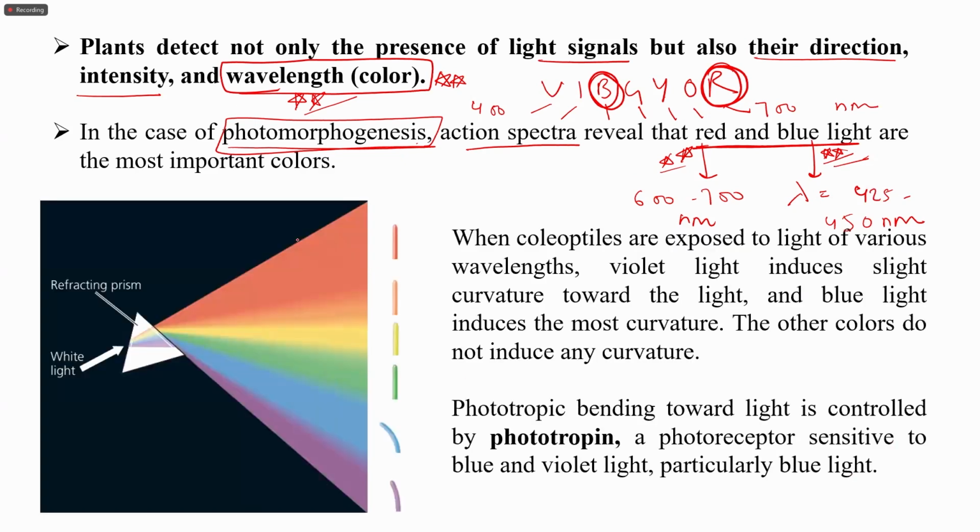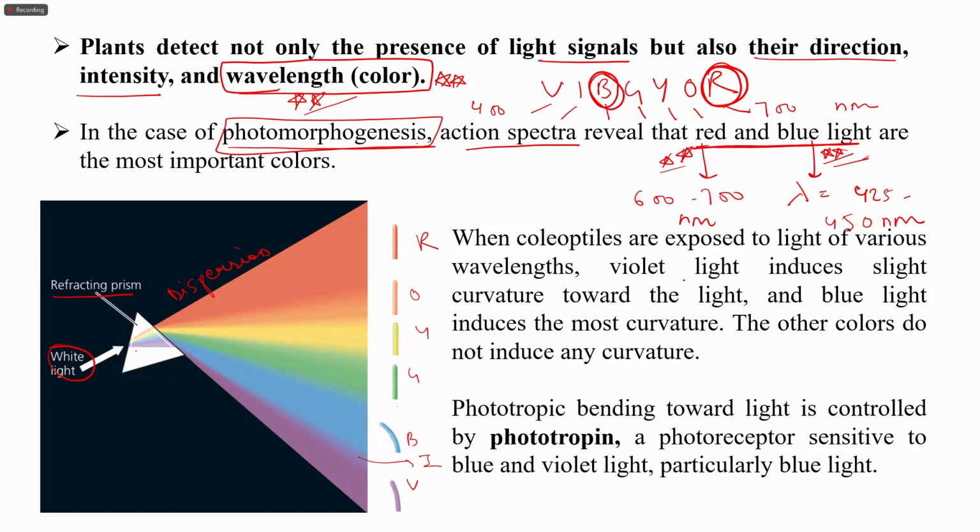We can see in this figure the action spectrum. When white light passes through a refracting prism, it undergoes dispersion. What is dispersion? The white light divides into its seven components: violet, indigo, blue, green, yellow, orange, and red.